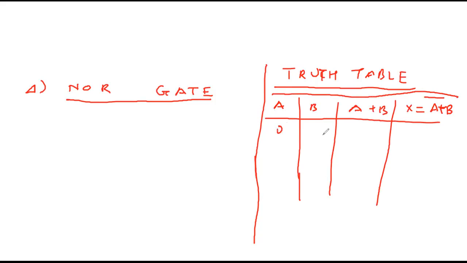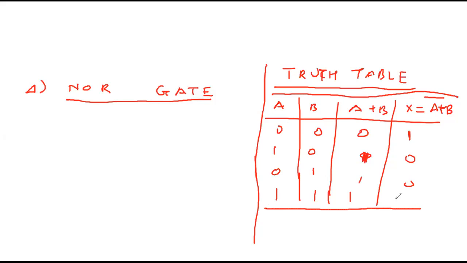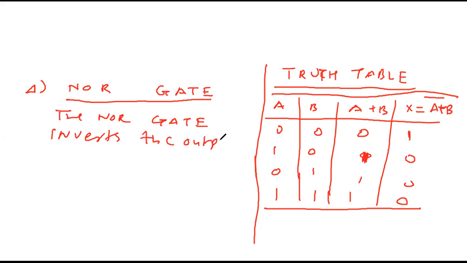So we know 0, 0 will give answer 0. The complement will become 1. 0, 1 gives 1, which will become 0. 1, 0 is 1, that will become 0. 1, 1 is 1, which will also become 0. So it will just invert the output, called the complement. The NOR gate inverts the output of the OR gate.